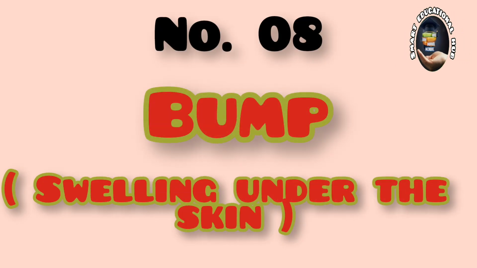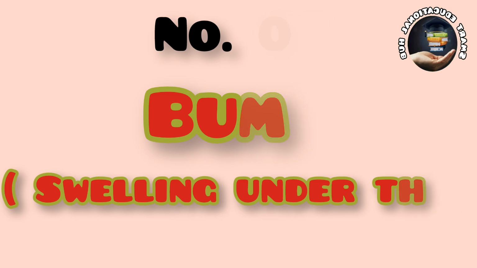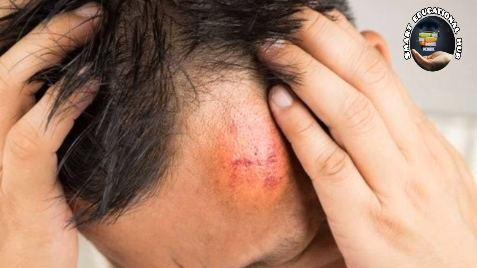Number 8, bump, swelling under the skin. A bump is a small swelling or raised area on the skin that usually appears after you hit something or get hit. It happens when the body reacts to the impact by sending fluid or blood to the injured area, causing it to swell. Bumps are often seen on the head, arms, or legs and can be sore or tender to touch. Applying a cold pack soon after getting the bump can help reduce swelling and pain.